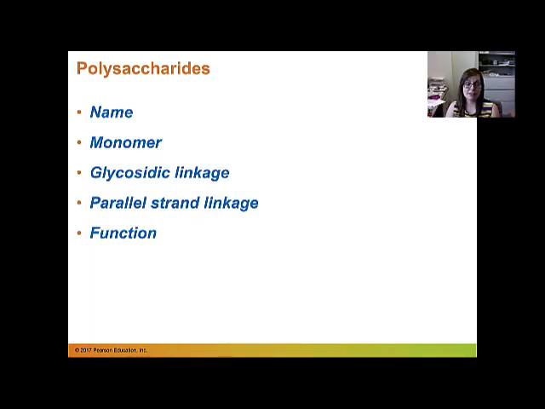So now I'm going to talk about polysaccharides. And what I want you to do for all the polysaccharides is tell me the name, the monomer it's made of, the types of glycosidic linkages found in that polysaccharide, and if there's multiple strands, how are those strands linked together, and then what is the function of that polysaccharide.